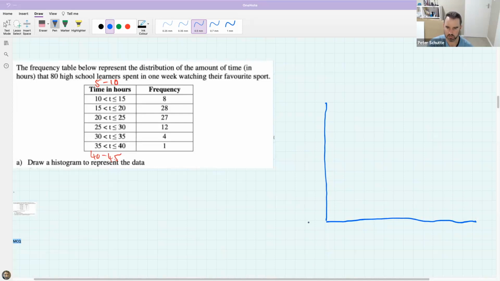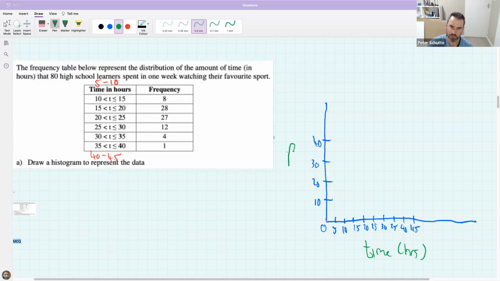Actually, I'm just going to start it. I'll even start at 0 just to make my life easier. Okay, so what are some big numbers here? So 10, 20, 30, 40. And this is time. And this would be frequency.